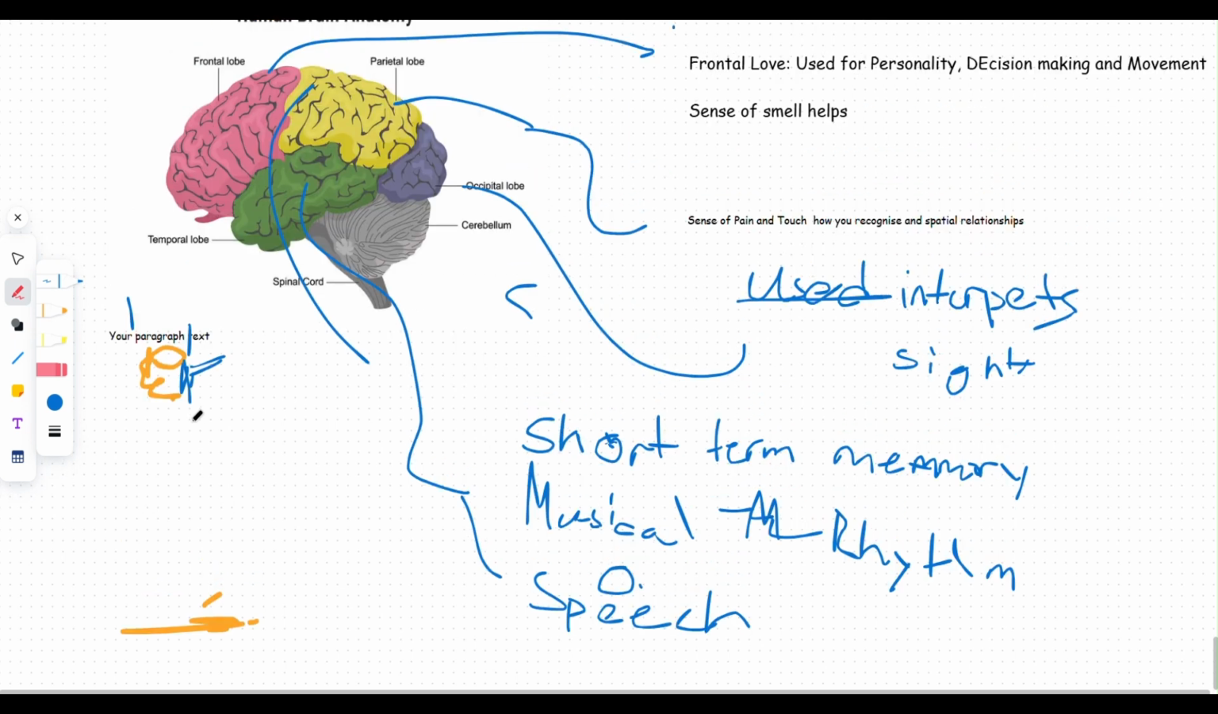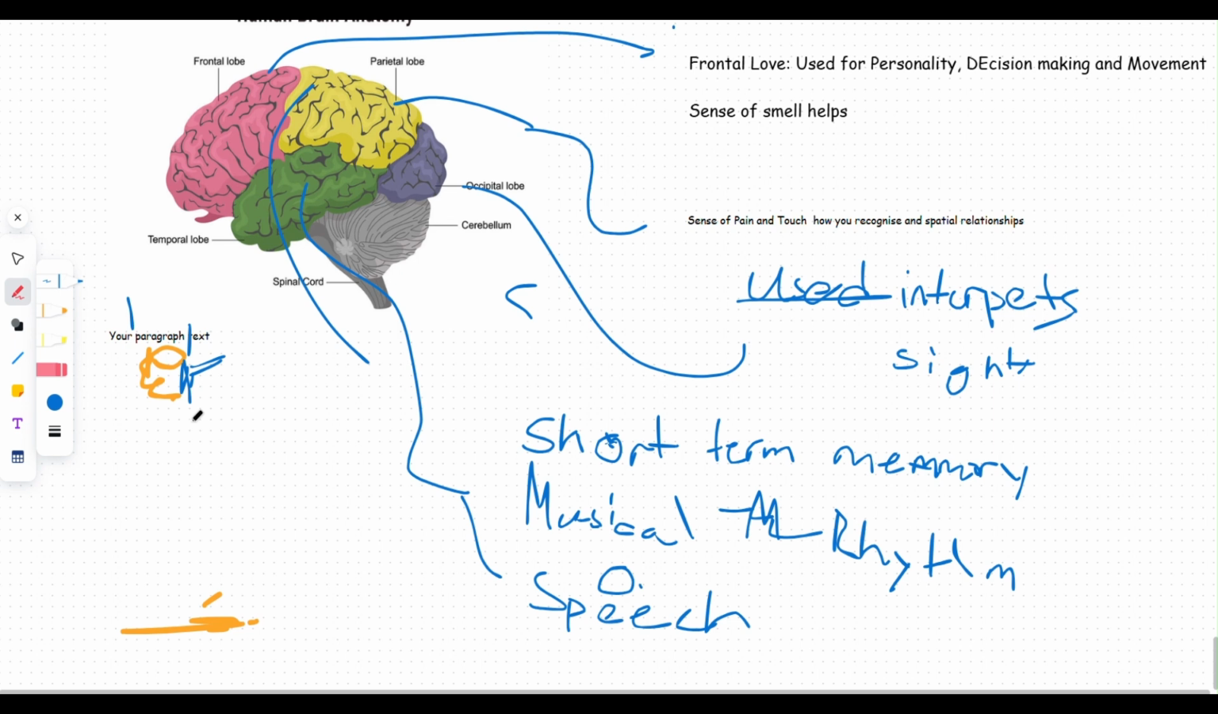Your parietal lobe, that's your sense of pain and touch, and how you understand the objects around you, how you recognize them and how they correlate with each other. For example, I could recall all the things in my living room. I could see the TV's there, where the remote is, and I could trace back things. If I lost the remote, I could figure out where I put it by remembering the objects around it. That's your parietal lobe. Your occipital lobe is heavily involved in sight. Your temporal lobe is used for speech, helps with your musical rhythm, and is used for short-term memory.